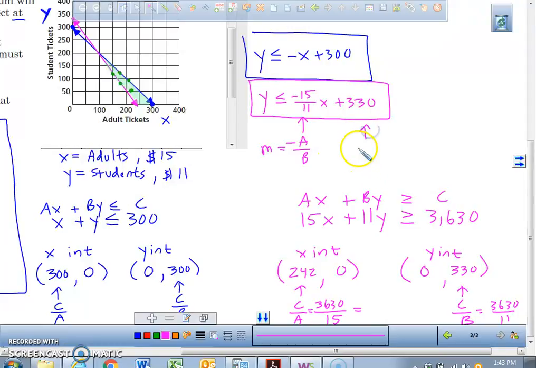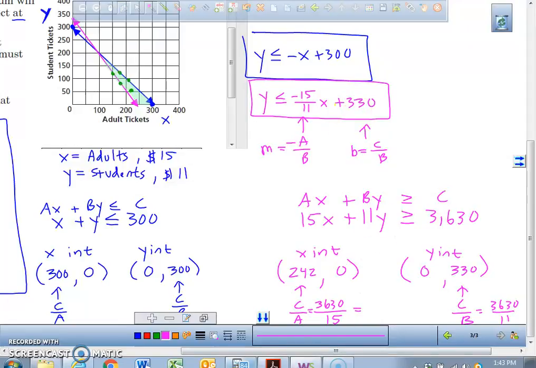How did we get to 330? My y-intercept, my lowercase b, is the c value divided by the b value, which we already have right there. So what I want us to do right now, in the graphing calculator, we're going to type this in.